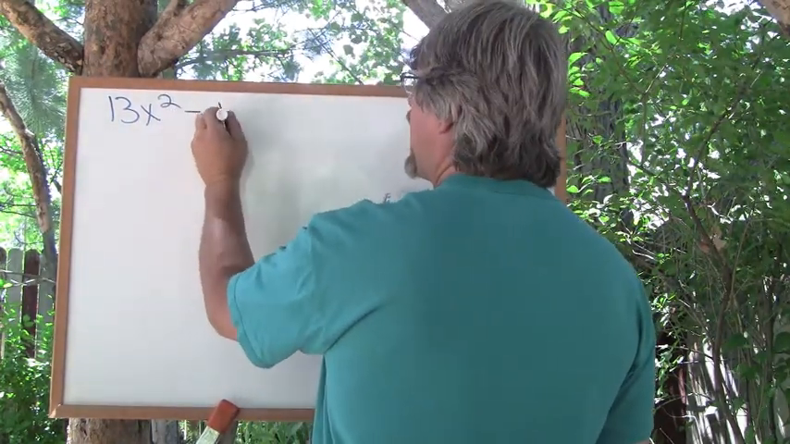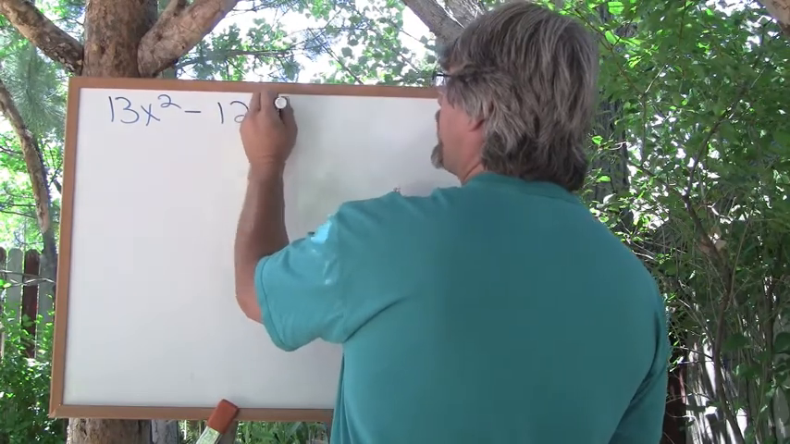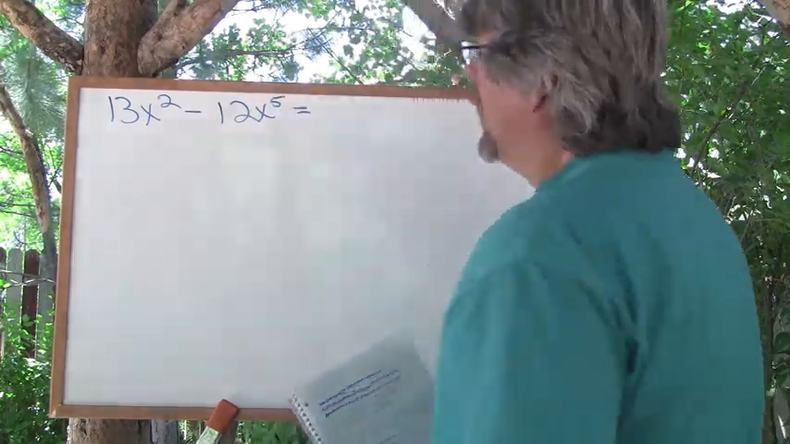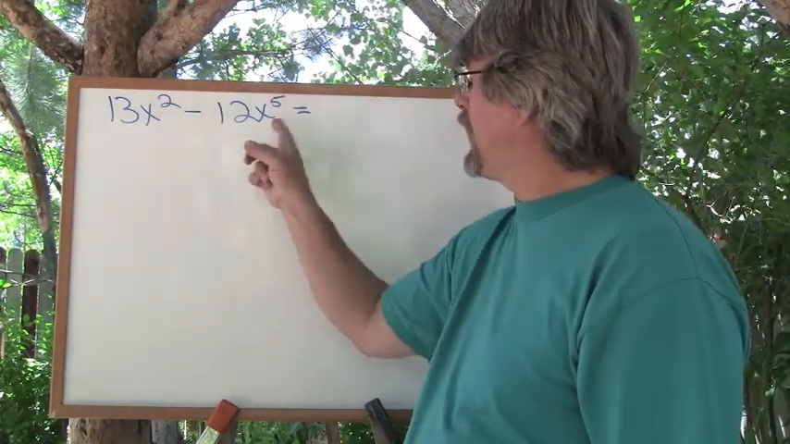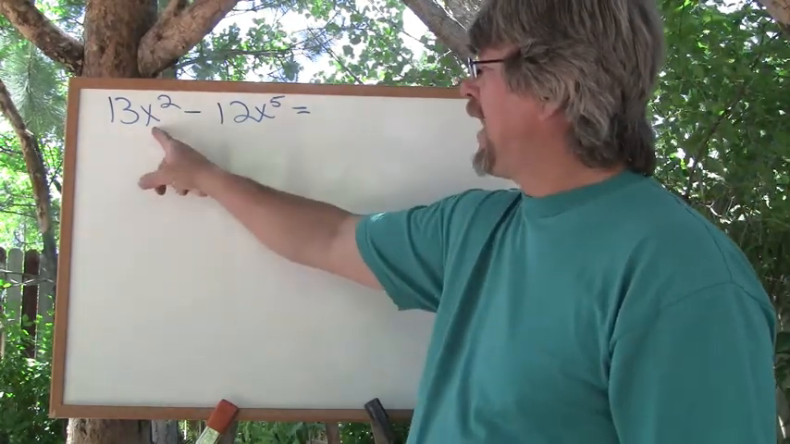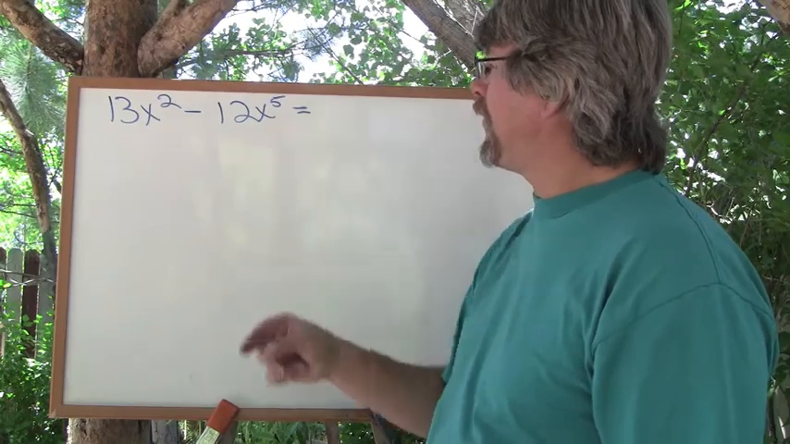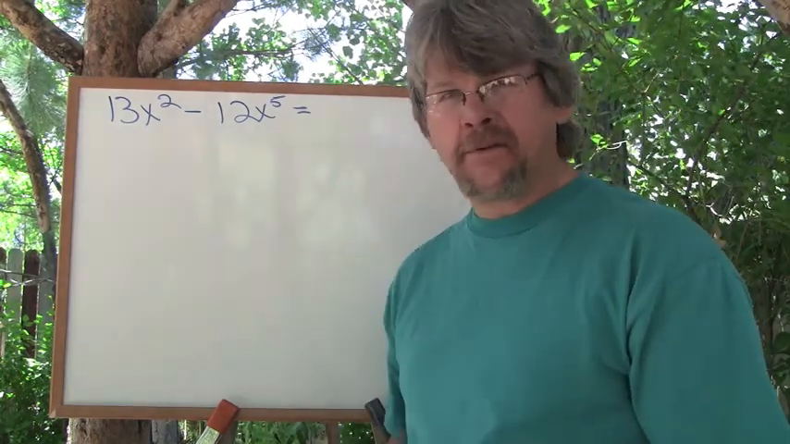13x squared minus 12x to the 5th. What do you think of that expression? Well, you have 13 minus 12 is going to be 1, and you have x squared and x to the 5th, but hold it.